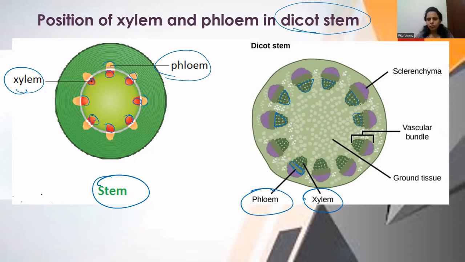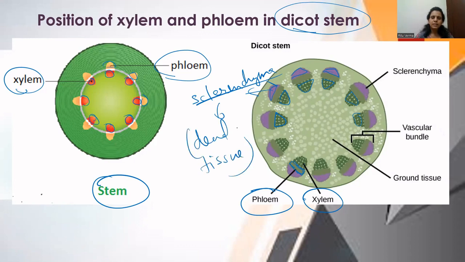And one extra piece of information: these purple tissues are a type of tissue called sclerenchyma. This type of tissue is a dead tissue, and it is present along with the vascular bundle to provide support to the vascular bundle, or to provide support to the phloem vessels. So this is just extra information.